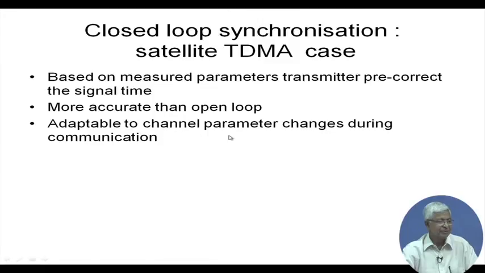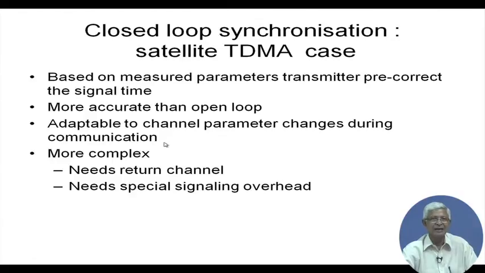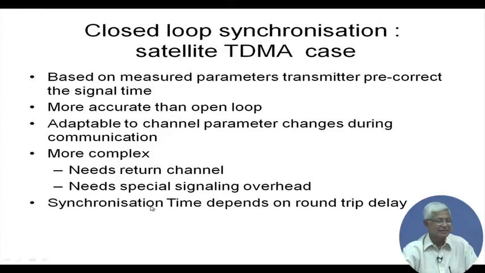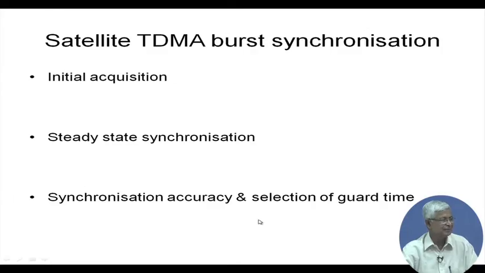It is obviously adaptable to channel parameter changes during the communication, that is why it is more accurate, but it is more complex, because you need a return channel, that means you need a receiver. So, it needs a return channel, and it needs a special signaling overhead, that we will see. And synchronization time depends on the round trip delay. In case of satellite it is a 1 hop delay. So, that round trip delay is of the order of a quarter of a second. That is also another constraint in that.